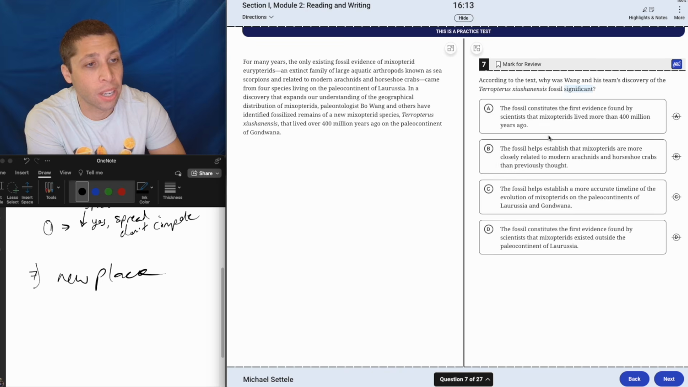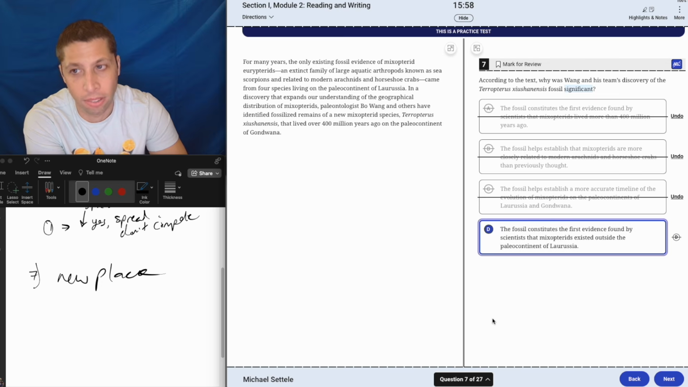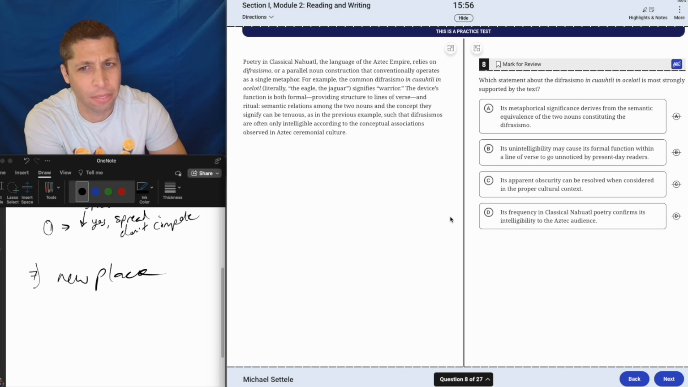The fossil constitutes the first evidence found by scientists that they lived more than 400 million years ago? No, it's not about the time. Fossil helps establish that these things are more closely related to them. Nope. How fossil helps establish a more accurate timeline? No. Fossil constitutes the first evidence outside of Laurussia. Yes, it's about the location. Easy. I think I've seen that question too.